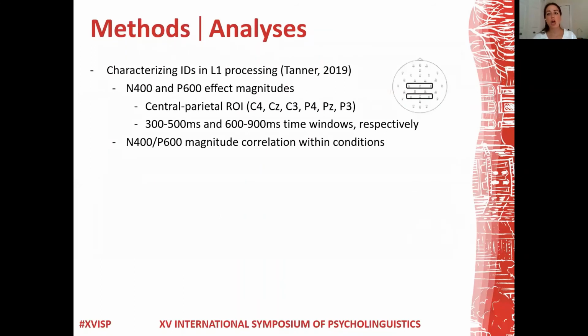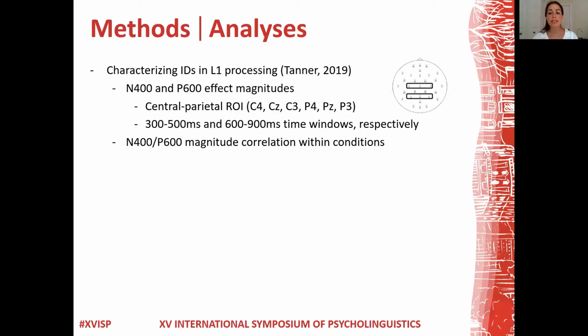So now, moving on to analysis, we followed the procedures from Tanner 2019. The first step was to characterize individual differences in first language grammatical processing in order to address our first research question. To do so, we calculated N400 and P600 effect magnitudes over a central parietal region of interest, using the 300 to 500 millisecond and 600 to 900 millisecond time windows to tap into N400 and P600 effects respectively.